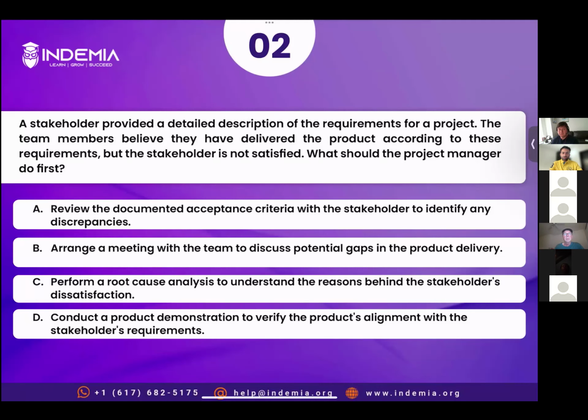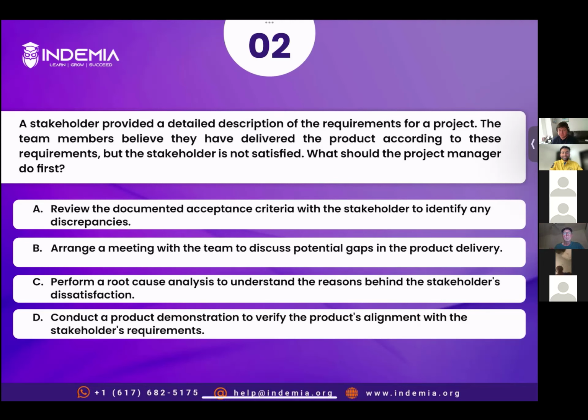Option C, perform a root cause analysis to understand the reasons. Again, it's a unilateral approach. We need to involve the customer. If they are not satisfied, we need to talk to them because we already believe that we have delivered according to the requirement. So doing the same thing again and again with your team without involving the customer would not help. So the best way to understand the reason behind dissatisfaction is to have a meeting with a customer or stakeholder and try to identify the reasons behind dissatisfaction, right?